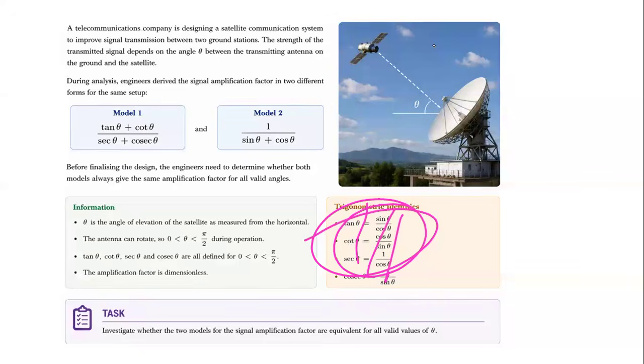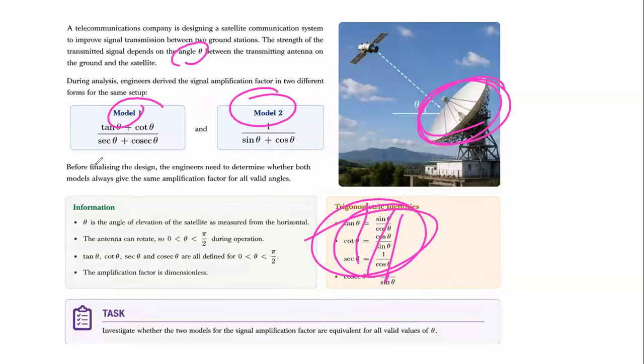So they are telling us that there is a telecommunication company that is designing a satellite system to improve the transmission of the signals. The strength of the signals depends on the angle between the antenna and the satellite on the ground. Those who have been to Mpoma, I think you have seen this. Those who have been to Kayunga, we have a satellite there. But now the engineers have come up with two signal amplification models. This is the first one and this is the second one.